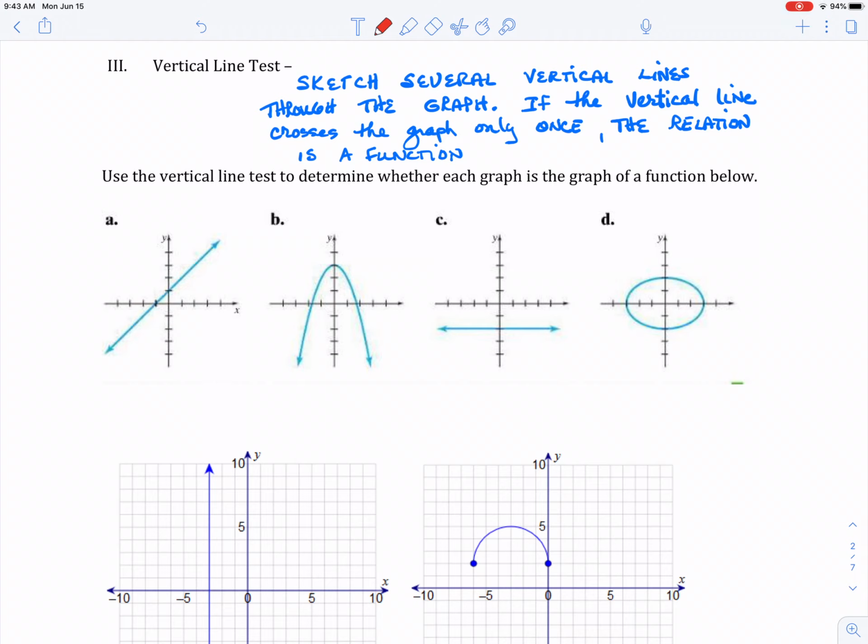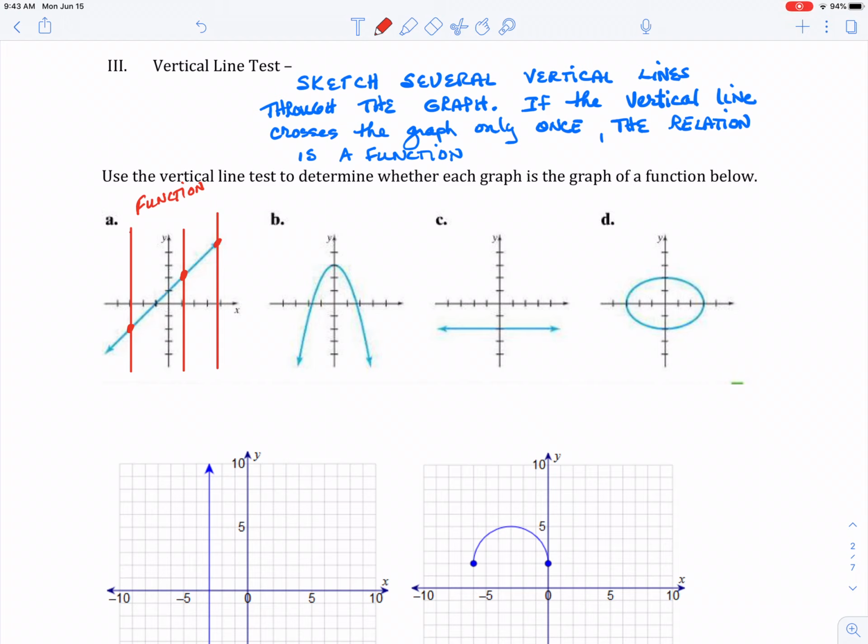So let me sketch in on this first one some vertical lines and take a look. That only touched the graph once. Let me put another one over here. That only touched the graph once. I'll put another one out here somewhere. That only touched the graph once. So I would say, yes, this one is a function. Because I can see if I put in multiple vertical lines, that's going to happen.